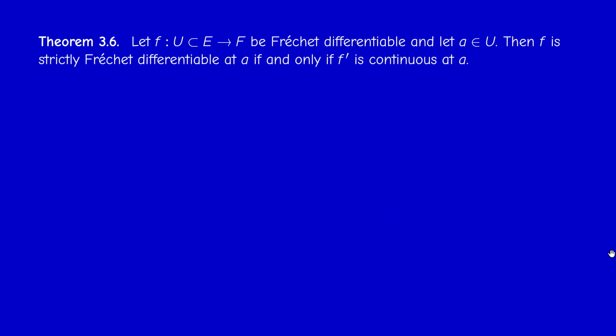If f is Fréchet differentiable on an open set U, so throughout the whole domain, and we consider a point a in the domain, then f is strictly Fréchet differentiable at a if and only if the derivative of f, which exists because f is Fréchet differentiable on the whole domain, f prime, is continuous at that point.